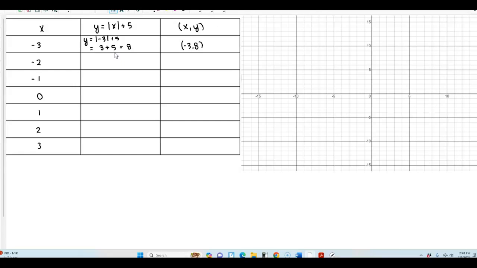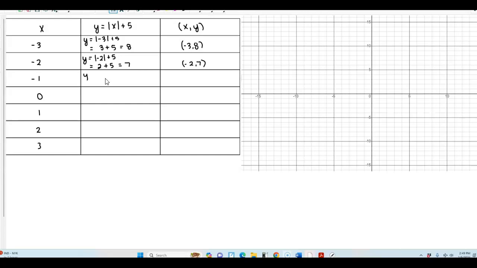Okay. Next, we're going to plug in the value of -2. So we're going to say the absolute value of -2 plus 5. So the absolute value of -2 is +2. And then plus 5 is going to give us 7. So therefore the ordered pair is going to be -2, 7.